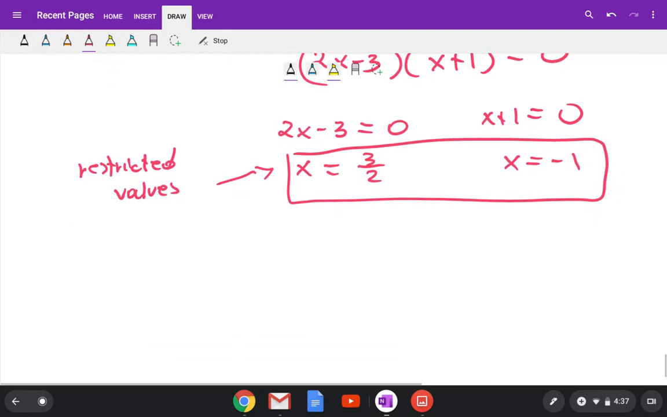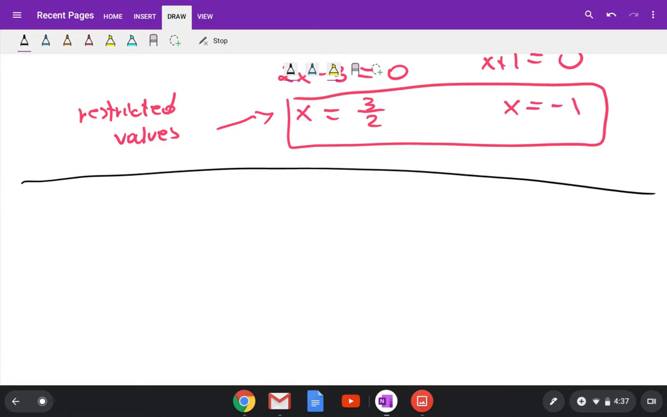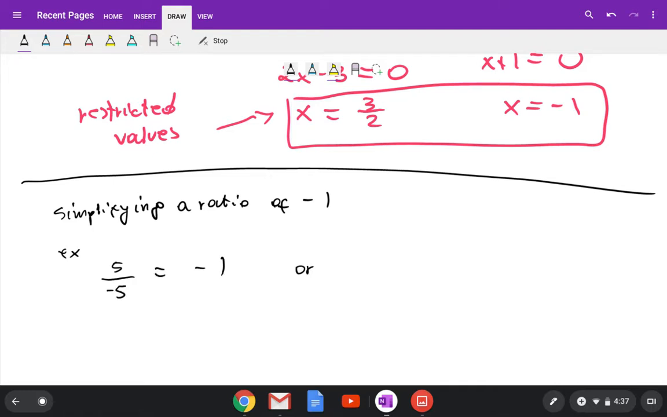Okay, couple more examples. That's the last one. Simplifying a ratio of negative 1. So let me show you an example. Let's say 5 divided by negative 5. We know this is equal to negative 1. Or negative 2 divided by 2. We know this is negative 1.